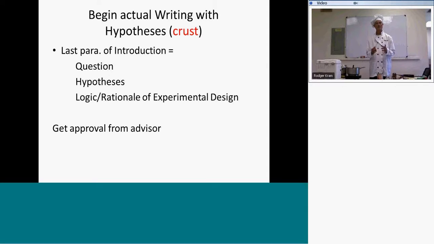Assuming your advisor is going to be a co-author, or even if they're not, you want to get your advisor's agreement on it, because if you can't agree on this and you go off writing other sections, you could be wasting your time. So you definitely want to get their okay before you move on.